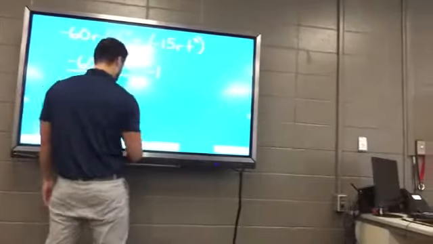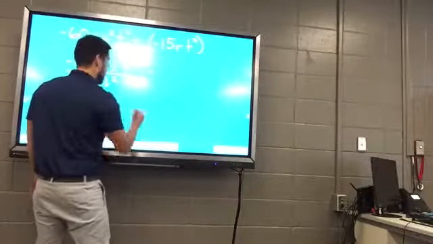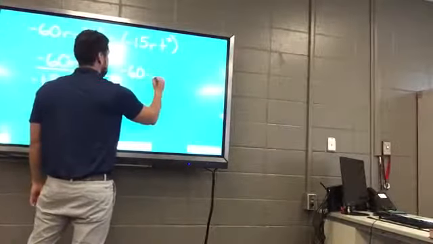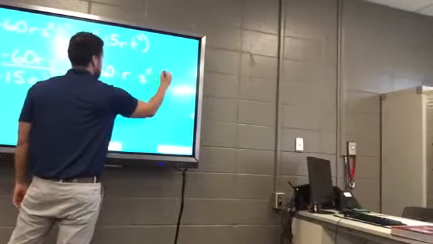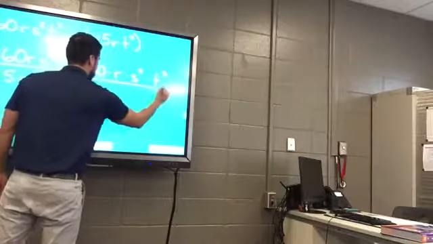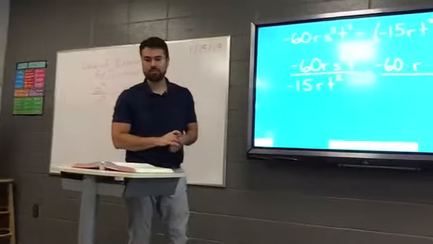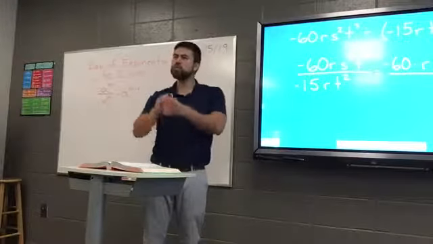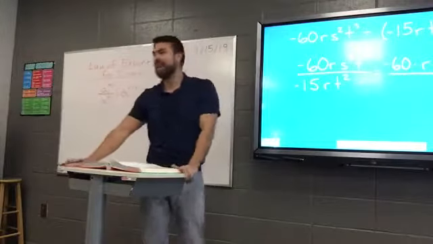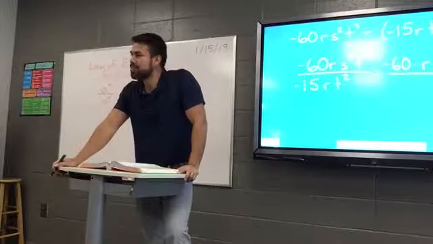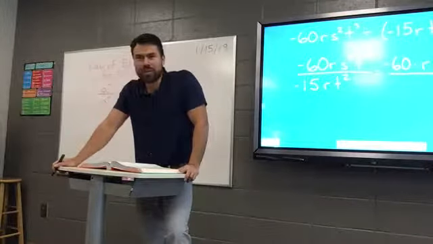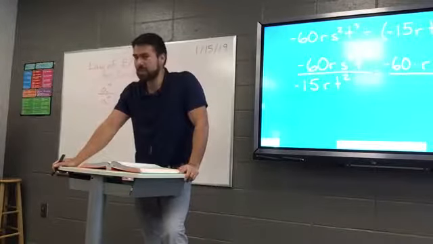Negative 60, that's not it. Negative 60 times r times s squared times t cubed. I'm going to go back to this to show you that we're not making stuff up. I'm not trying to trick you or come up with some new thing. In fact, I did some thinking this morning. I was driving, thinking about this lesson as I was driving to school.